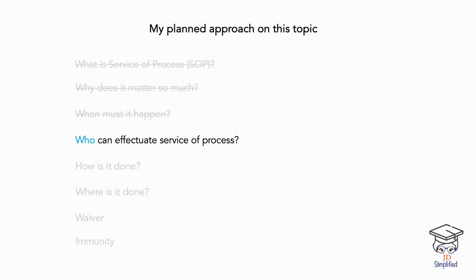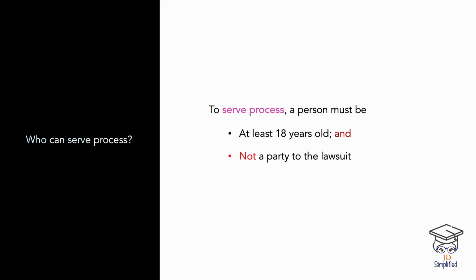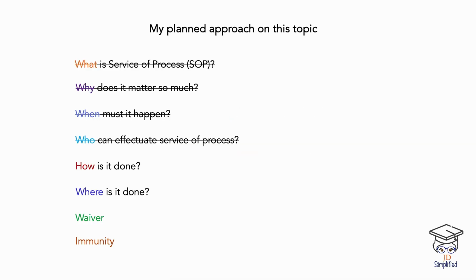Next, who can serve process? Who can effectuate service? To serve process, a person must be at least 18 years old and not a party to the lawsuit. Boom, look at us, done with that.